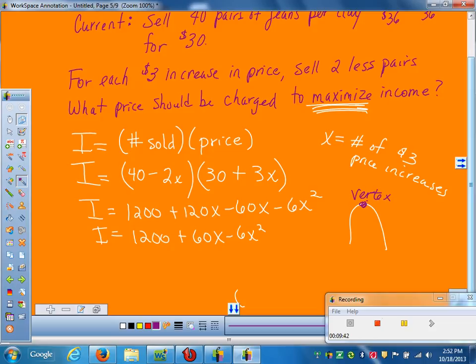Now, be careful here. If you try to do negative b over 2a, what's b and what's a? The b is in the middle, it's still okay, but remember a's back here since it was negative, so it's 2 times negative 6.